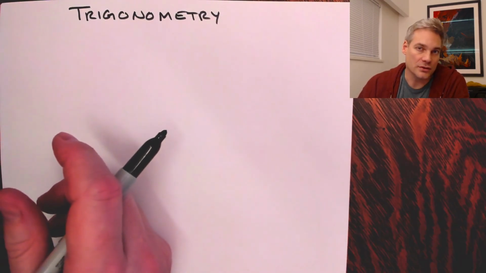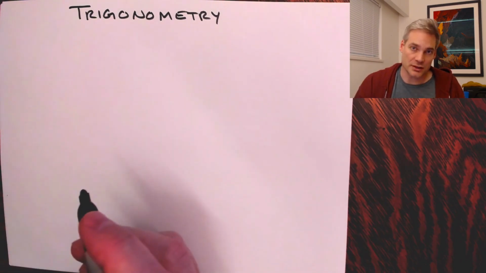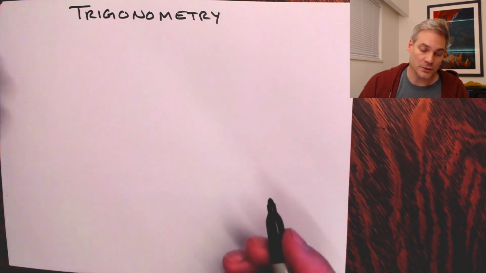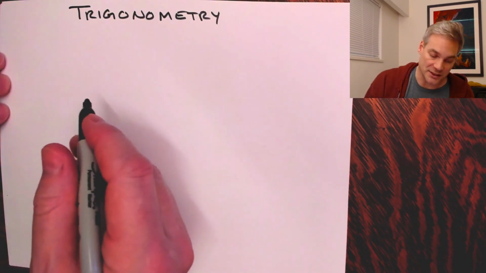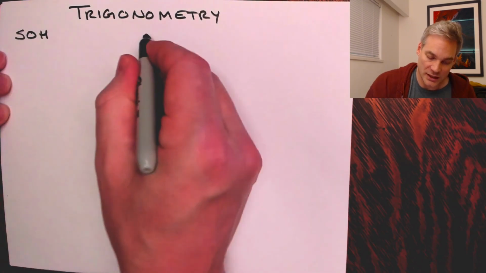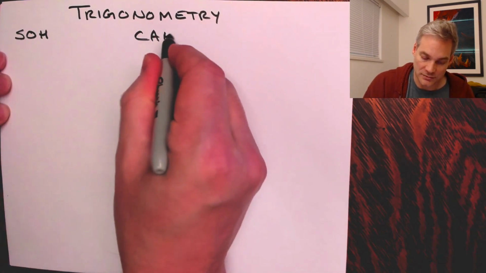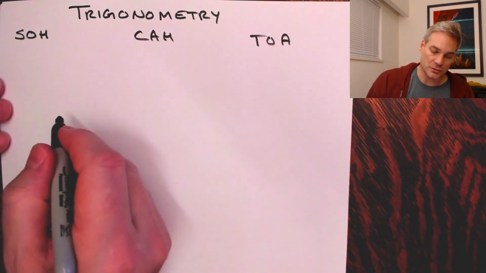So we're going to go over some trigonometry here, and in particular we're going to go over SOH CAH TOA, which is a mnemonic for memorizing how we solve for these angles and the ratios. So we have SOH, then we have CAH, and then we have TOA. So what does this stand for?